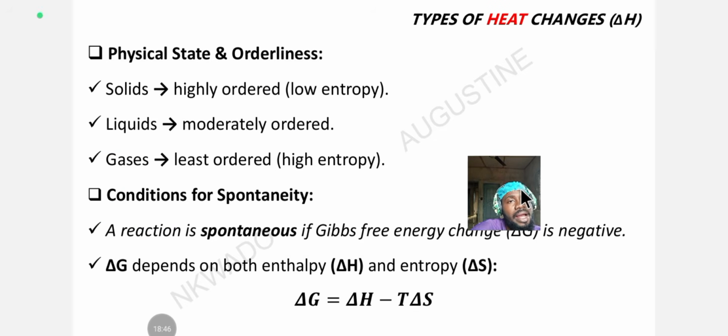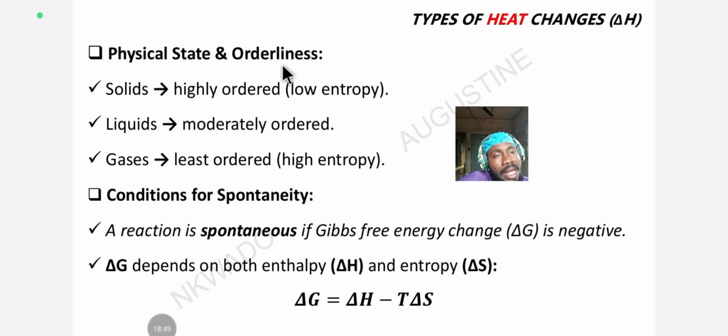Beautiful. All right, let's now look at physical state and orderliness. Solids are highly ordered. Their molecules move slowly, because they are tightly packed, so there is no movement. That's why they are highly ordered. They don't scatter. There's orderliness in solids, highly ordered. So that shows that they have low entropy.